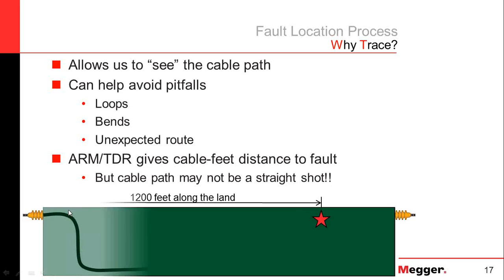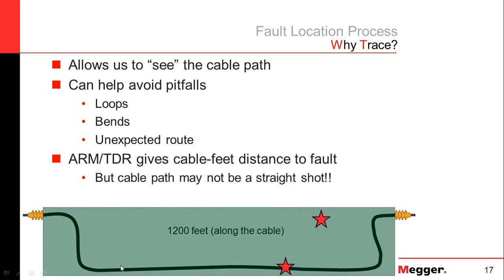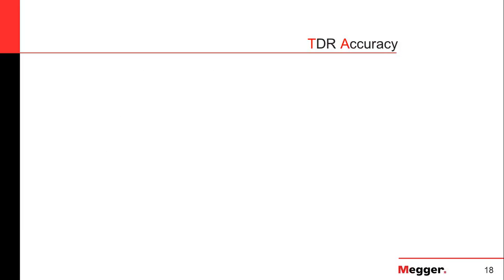But if we could see down into the dirt, we would see that the cable path really doesn't travel in a straight line. It might even be on the other side of the street. So we're over here looking for a fault when in actuality it could be quite a big distance away from us. So tracing the cable path is something that is not necessary. You don't have to do it every time, but it's recommended to help with this next slide, TDR accuracy.